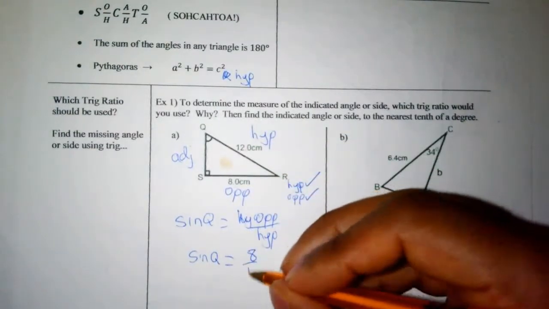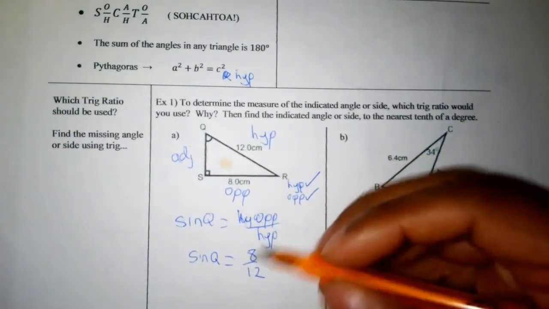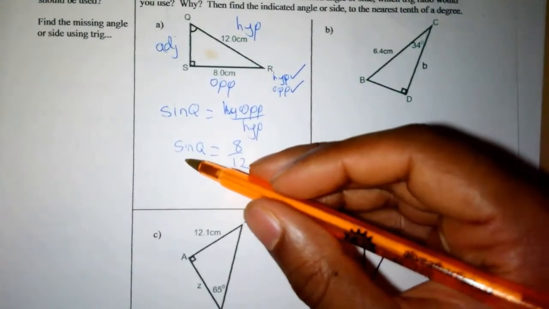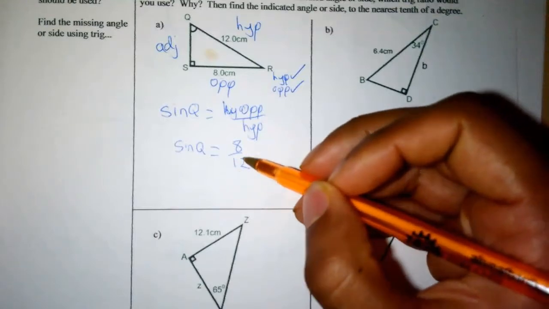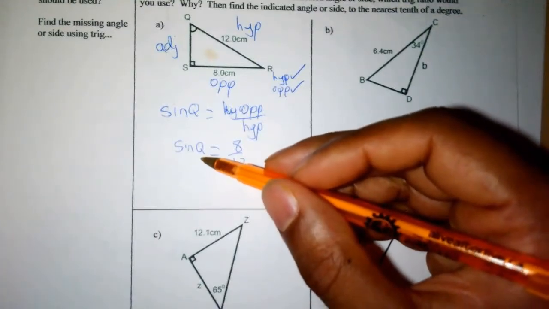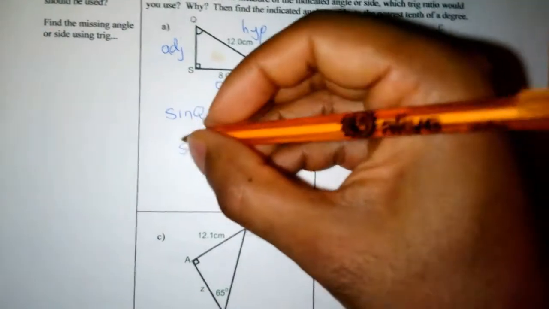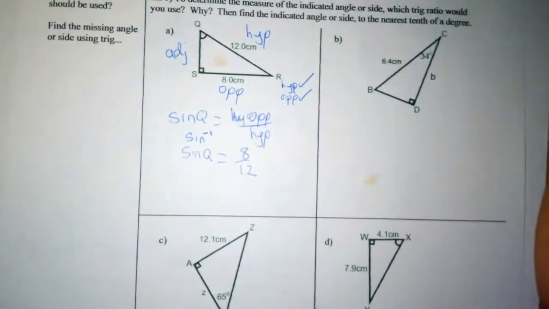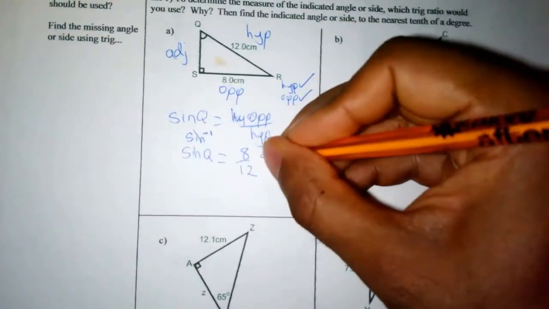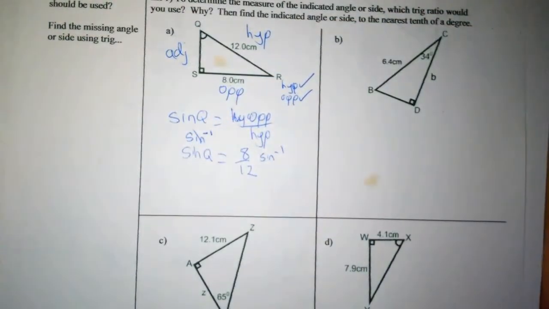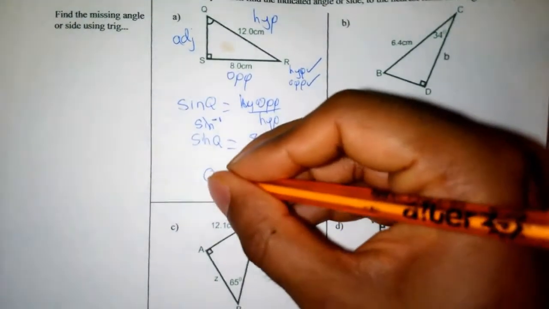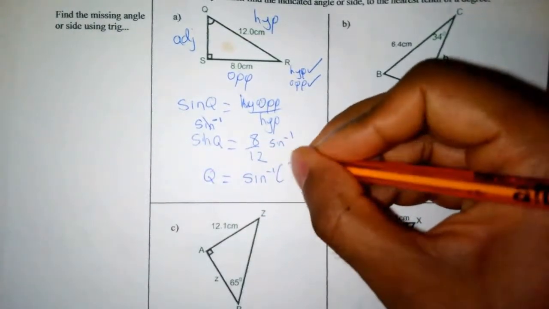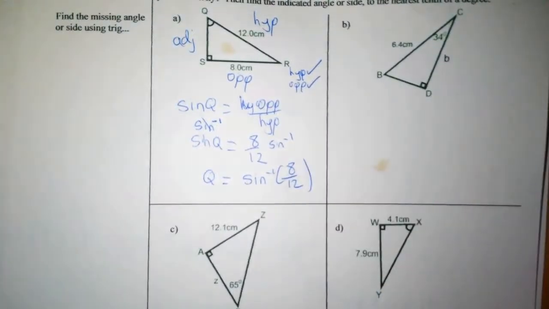8 over 12. And then from this point, whenever you're trying to find the angle, you're going to have to get rid of the sine, right? So whenever you're trying to find an angle and you have the two sides, you're going to use arc sine or arc tan or arc cos, depending on whatever you're doing. Remember that when I'm saying arc sine, it just means sine to the power of negative 1, right? So this will cancel out with this side. Then you have to do it to the other side. Okay, so what that looks like, a little bit cleaner, is angle Q equals arc sine of 8 over 12, right?